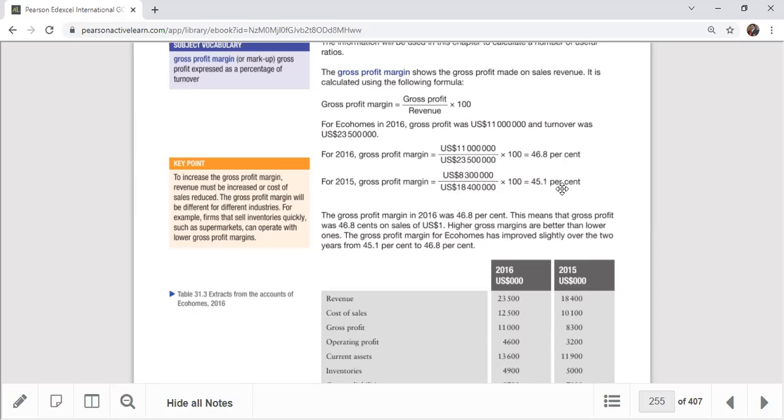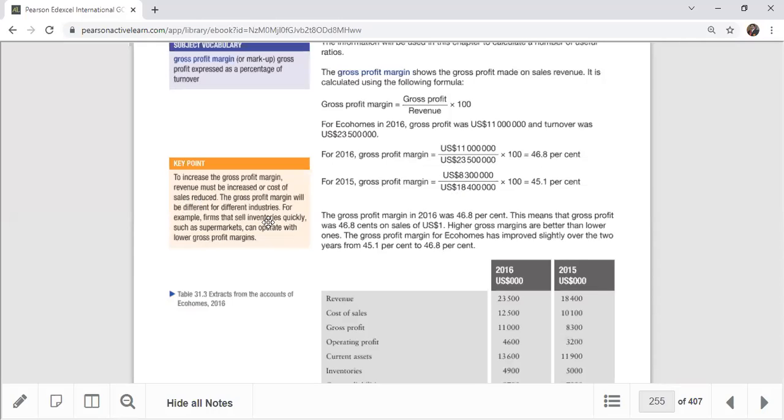By looking at the figures now, we can find out the gross profit value, whatever. 45.1 to 46.8, an increase, right? So now we are going to find out, to increase the gross profit margin, the revenue must be increased. Here what happened? The revenue increased from 18 million to 23 million, right?